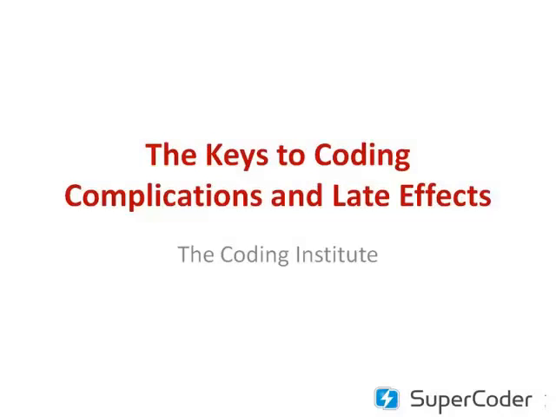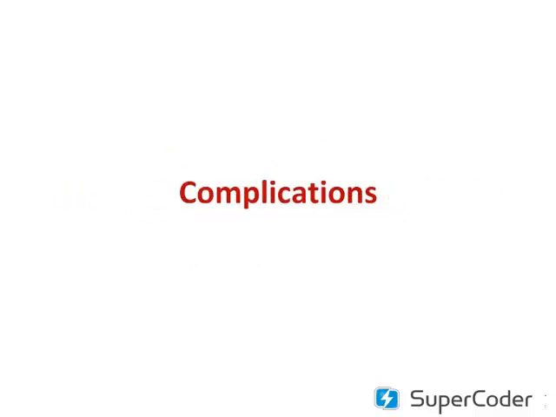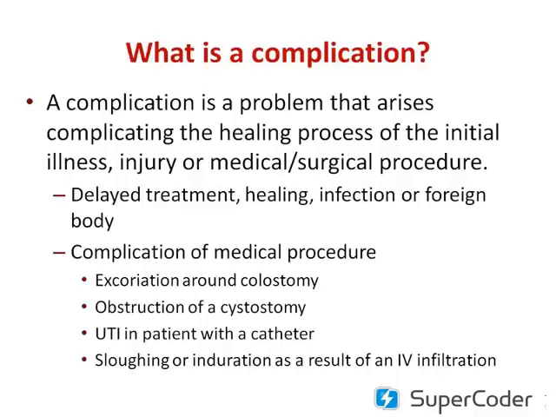The key to looking at these is: what is the difference between a complication and a late effect? A complication is a problem that arises, complicating the healing process of the initial illness, injury, or medical surgical procedure. So the complication really relates to the treatment of the problem that a person has. It can include delayed treatment, delayed healing, infection, foreign body, or other kinds of things, as we'll see. At the bottom of that slide there are some complications of medical procedures.